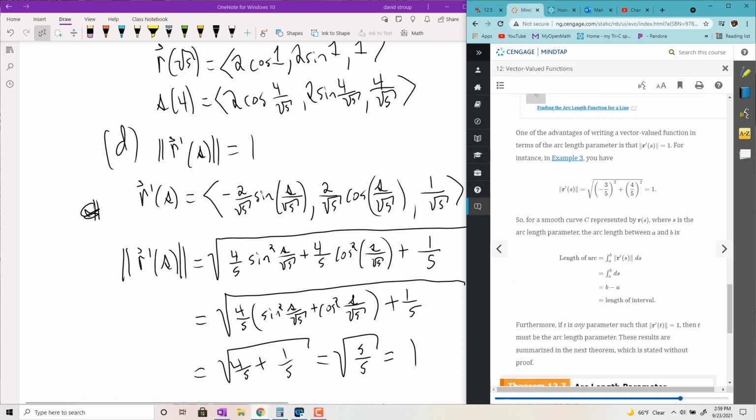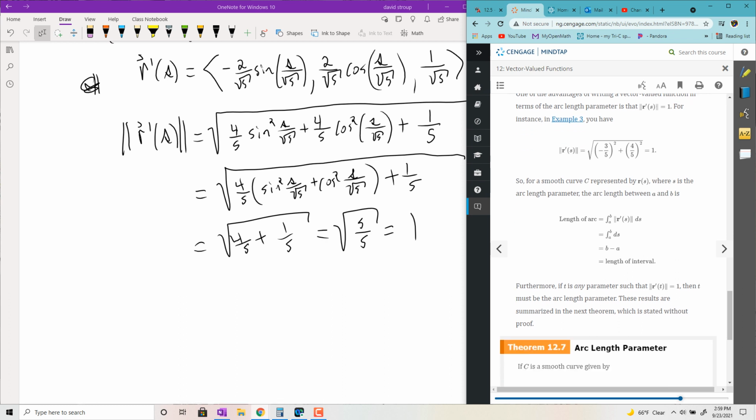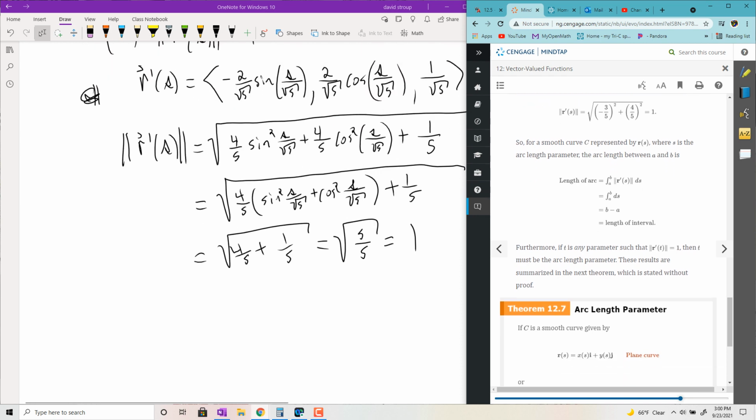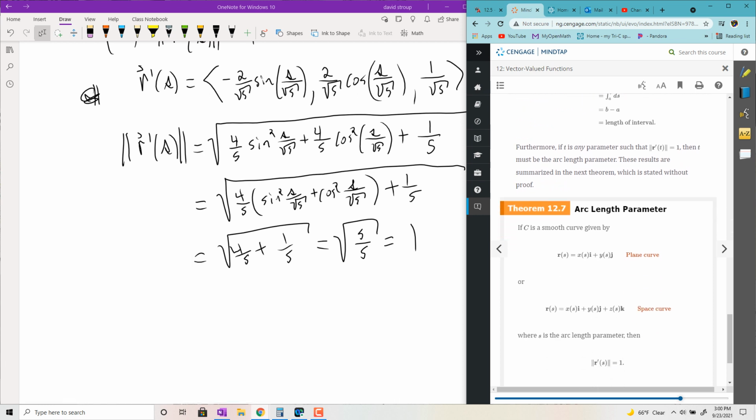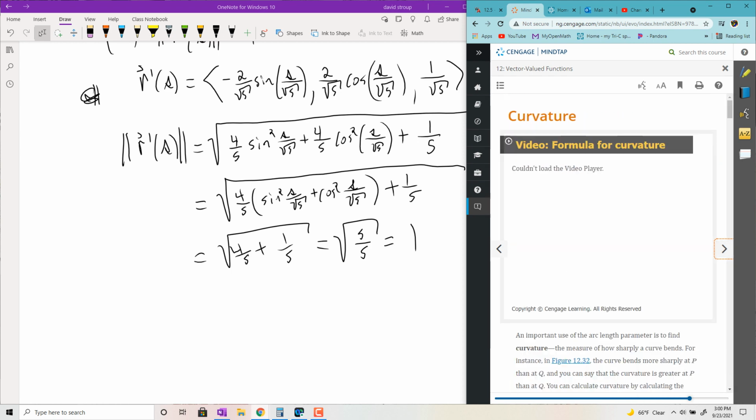Okay, so anyways, once you do that, if you are looking for arc length, and you're given the formula in terms of s, finding the length of the arc is real easy, because the integrand will just be 1, and the length of the arc will just be the length of the interval that you're integrating over. Okay, so arc length.